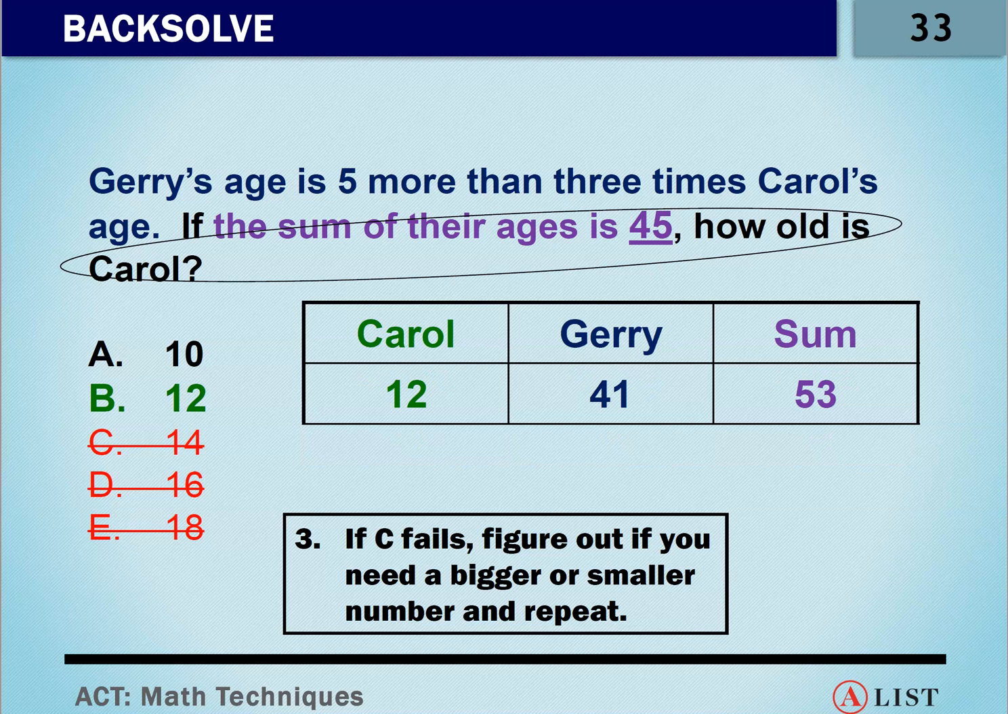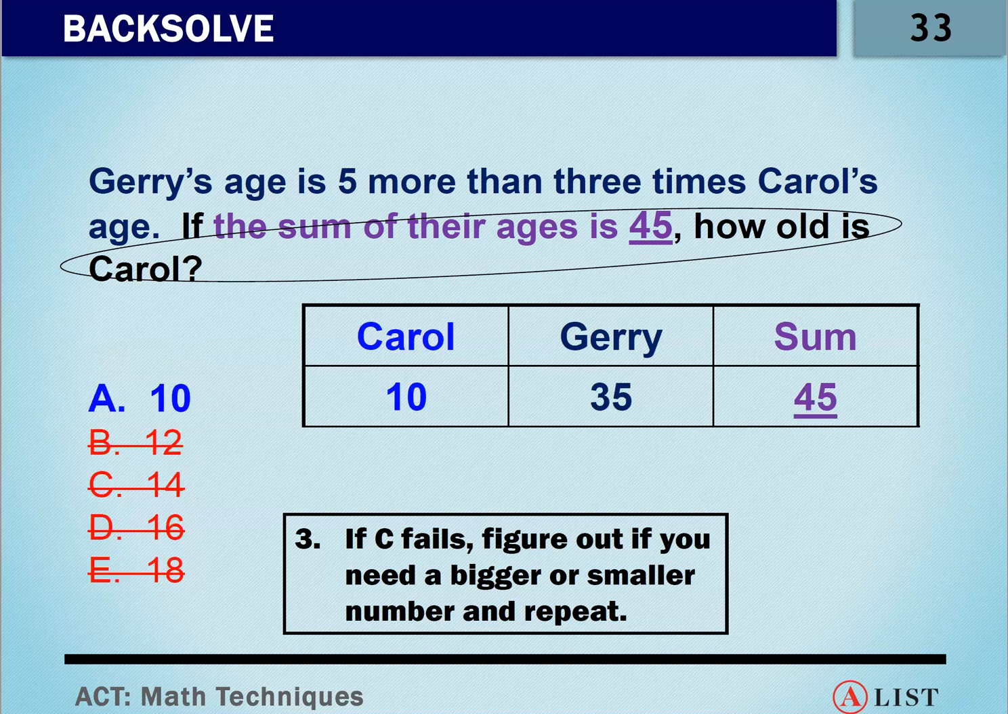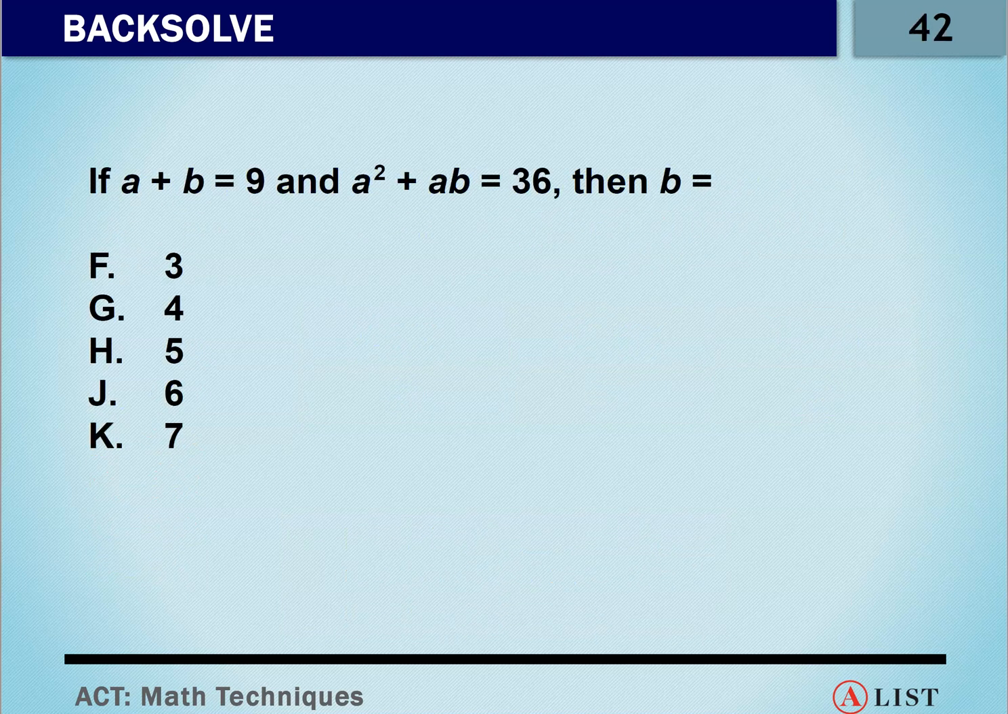So let's start with 12. Well, when I put 12 in for Carol, that means that Jerry is 41 and the sum is 53. So altogether, the sum of their ages is not the 45 as required in the problem. So we have to back it up to 10. And A, 10 is the answer for Carol's age.